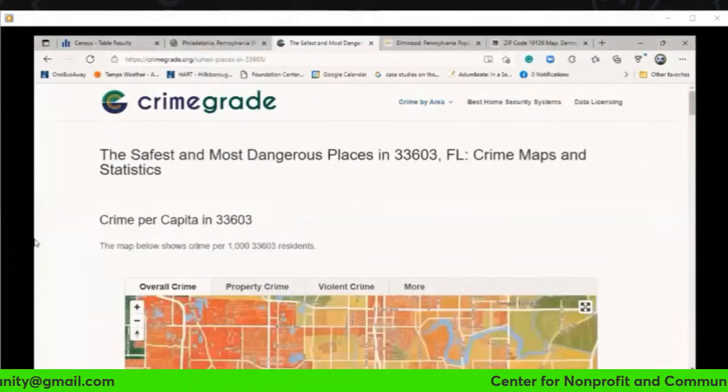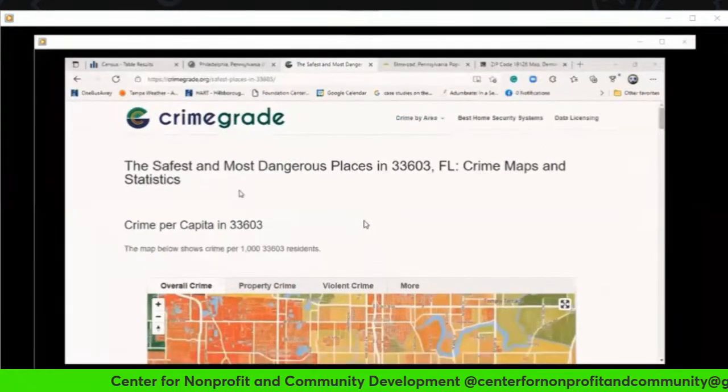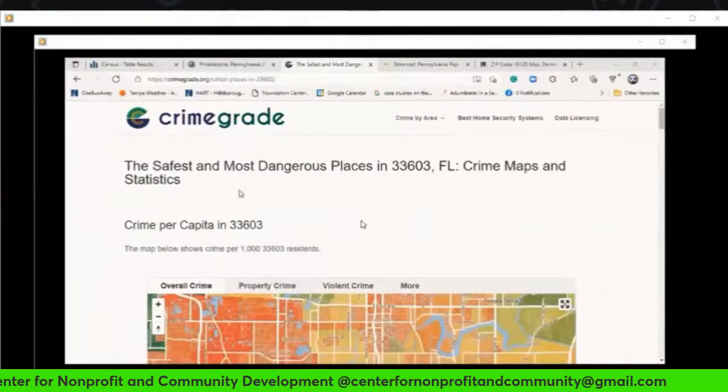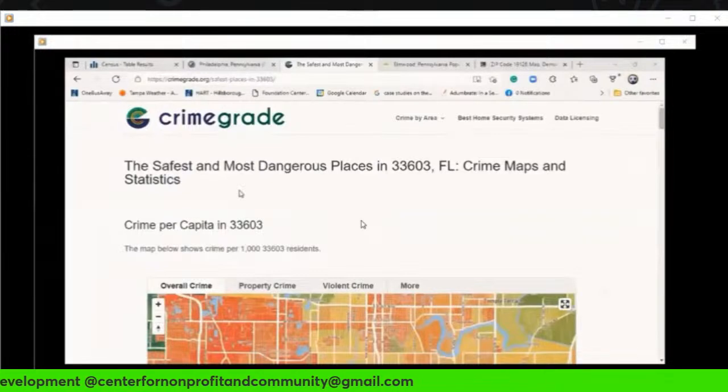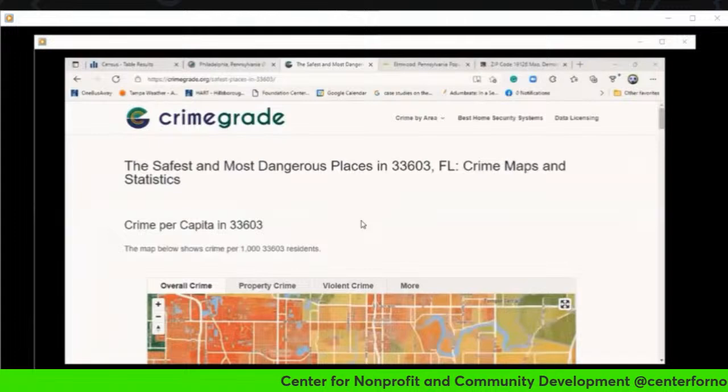Let's hit enter. When I do that, as you can see, I can get information related to the safest and the most dangerous places in this particular zip code. You can do this for any zip code. Let's look at the information you can get related to crime.